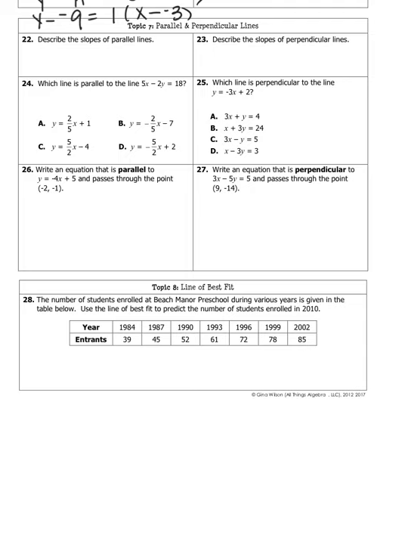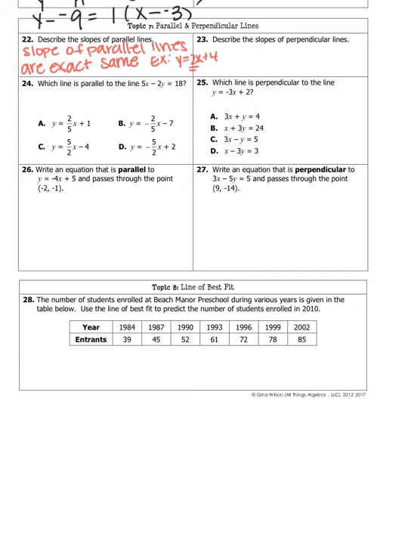All right, I'm going to do 22 and 23 with you. So it says to describe the slope of parallel lines. So remember, the slope of parallel lines are the exact same. So if I said I have this line y equals 2x plus 4, and I needed a slope parallel to that, I would say my slope had to be 2 as well.